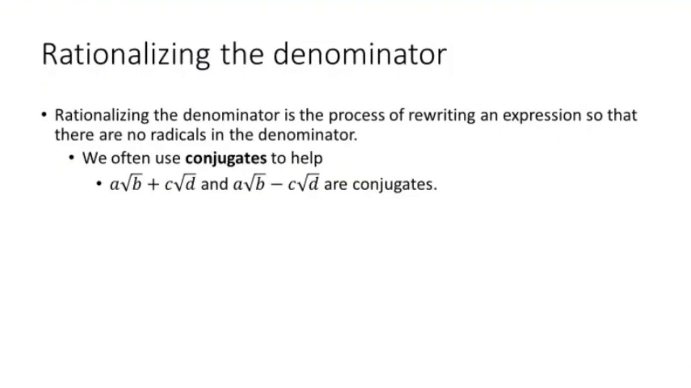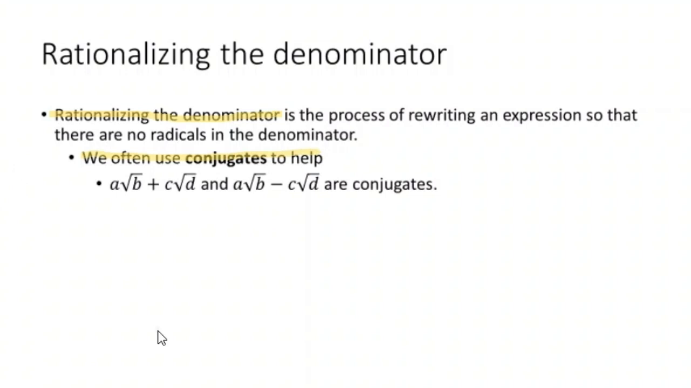One thing that we like to see in simplified rational expressions is no radicals in the denominator of the expression. The process of rewriting an expression so that there are no radicals in the denominator is called rationalizing the denominator. Now, sometimes our denominators are going to be the sums and differences involving radicals that we can't simplify any farther. To help rationalize, we're going to use something called conjugates.